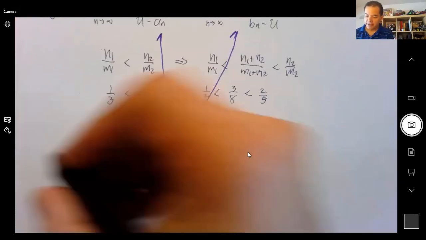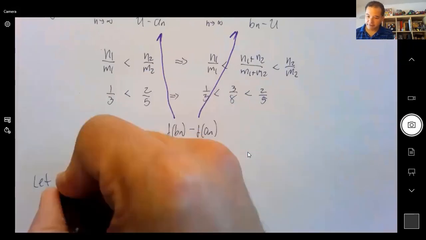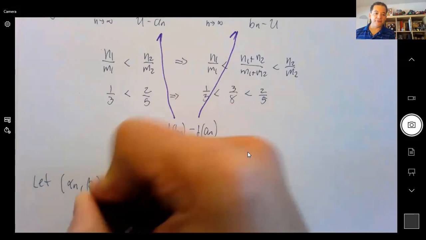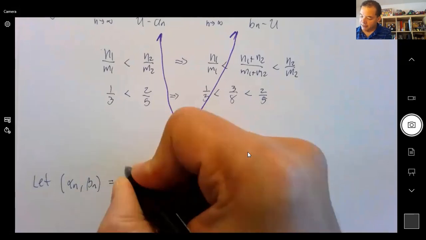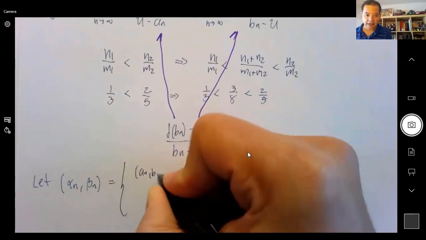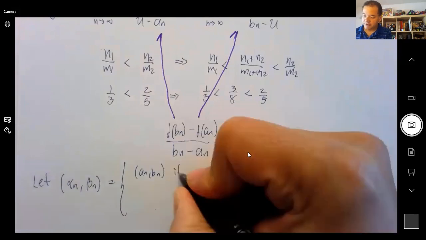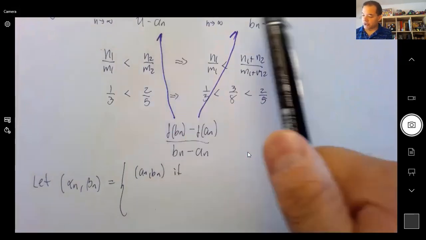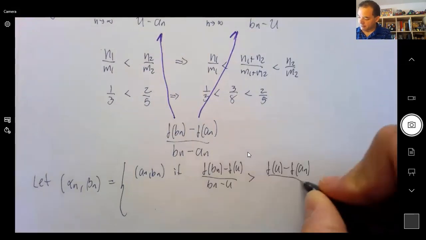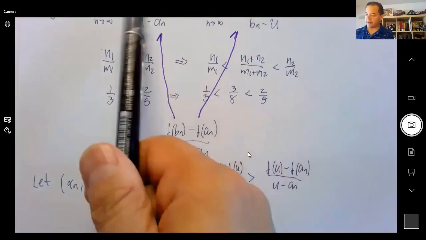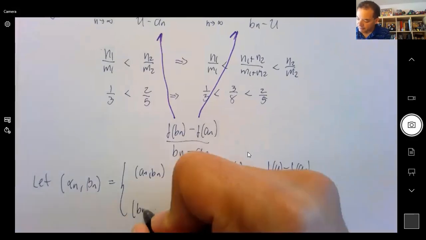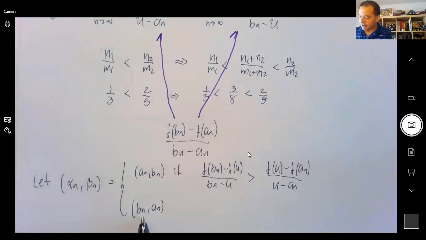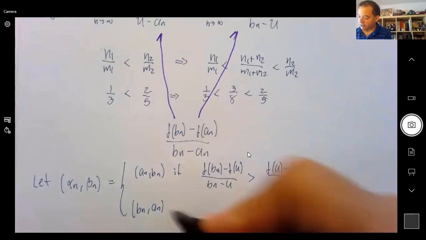So here's the fix. I'm gonna rename my sequences, and I'm gonna call them alpha n and beta n. I'm gonna leave them the same as an and bn if this quotient is bigger than that one. So if they are ordered in the way that we have it written right now, I'm gonna leave them the same. And if they are the other way around, then I'm gonna change them. I'm gonna make the alpha n the bn and the beta n the an, if the order flips.